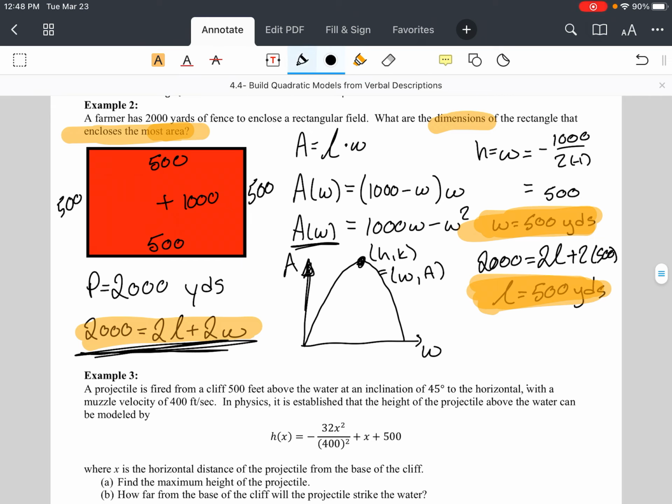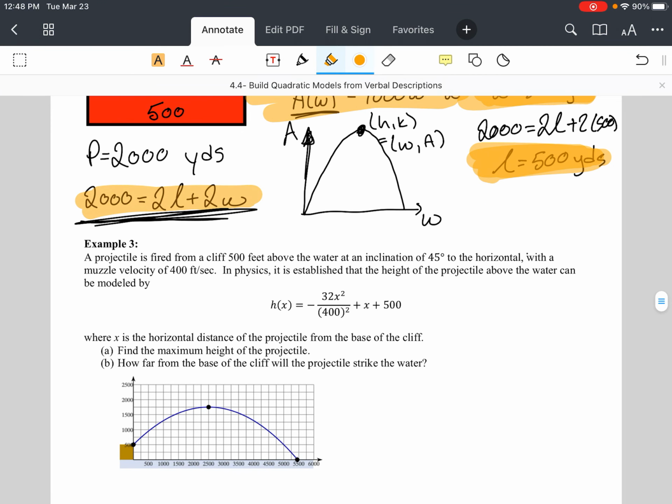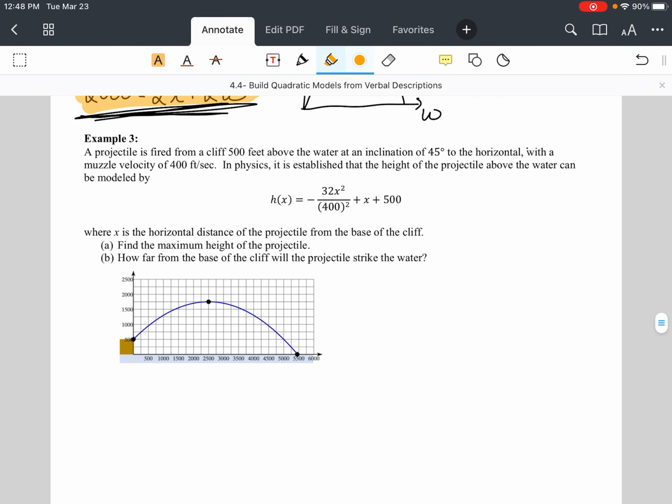If I were to ask you what the maximized area is, all we would need to do is plug it into this function here. All right, so moving on. Let's take a look at this next example. All of this worksheet, all of these notes are just going to be examples.